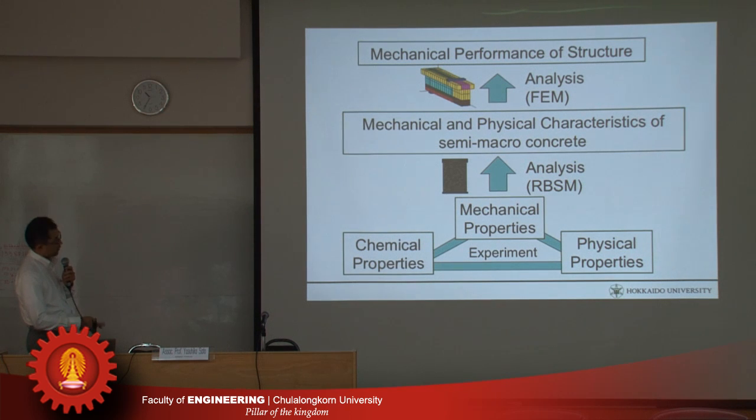So in this range, we can perform the mechanical test, the chemical test, and the physical test to link each other. These chemical and physical properties can be considered indirectly the influence of the environmental action, and we can relate them to the mechanical properties. Then using RBSM, which was introduced by Professor Nakamura, a discrete method, we can find the mechanical and also the physical characteristics of semi-macro concrete.